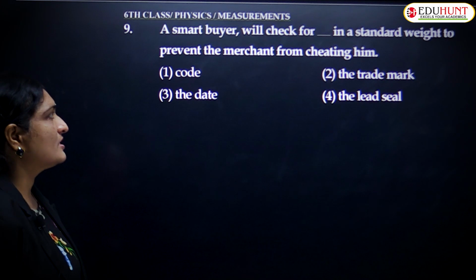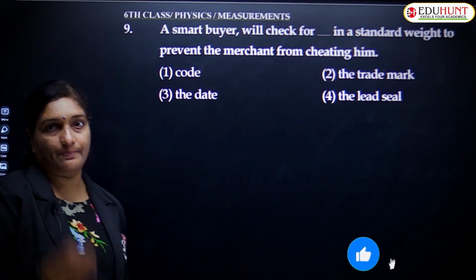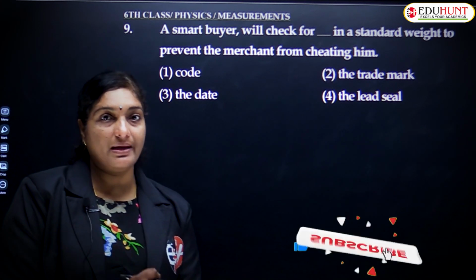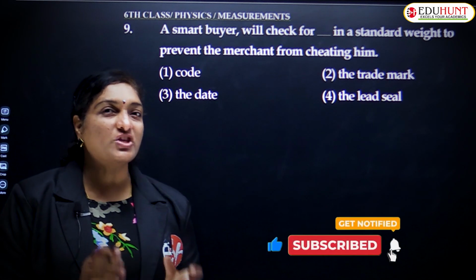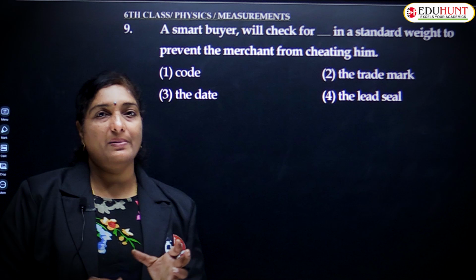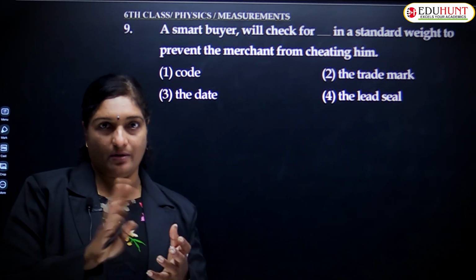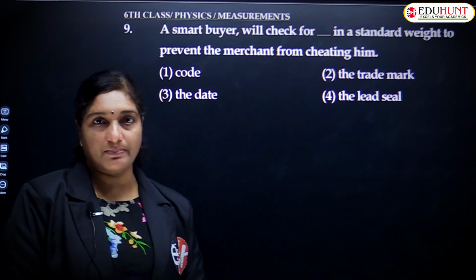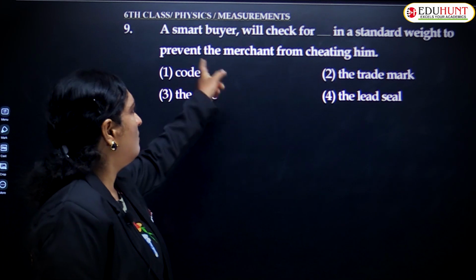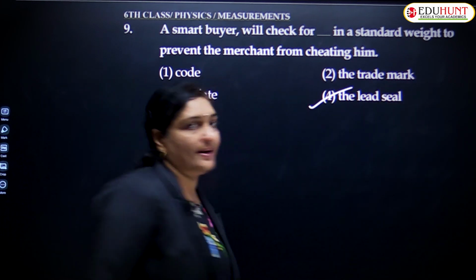A smart buyer will check for the lead seal in a standard weight to prevent the merchant from cheating him. I told you that the lead mark will be given by the government, and to cheat us, to measure the lesser weight, the shopkeepers and vendors will be removing that lead part, the seal given by the government. So the cheating shopkeeper will remove the lead seal from it.